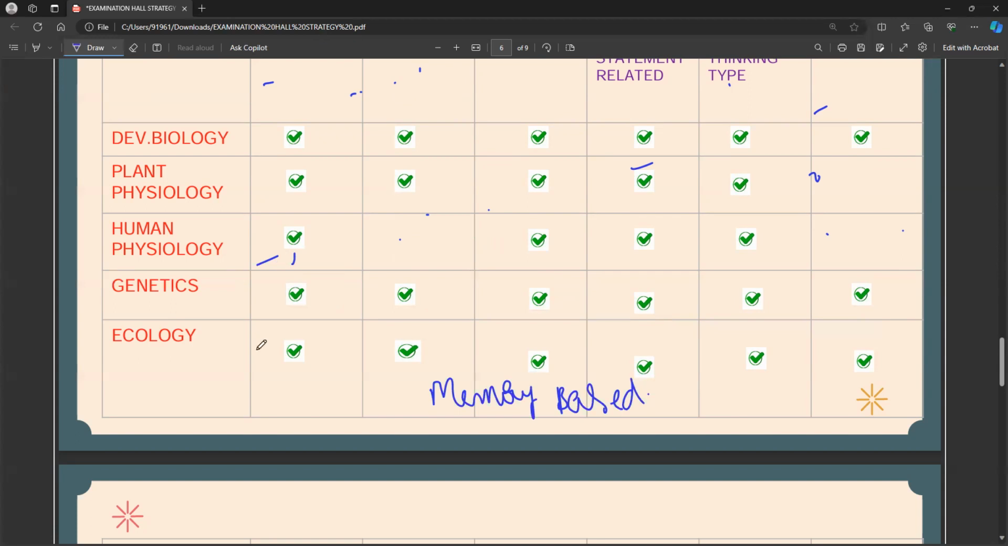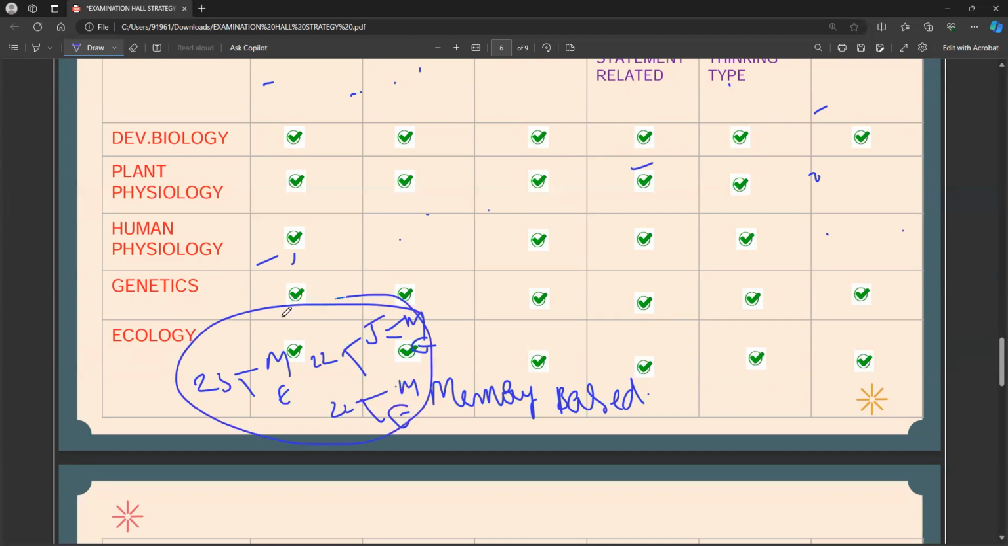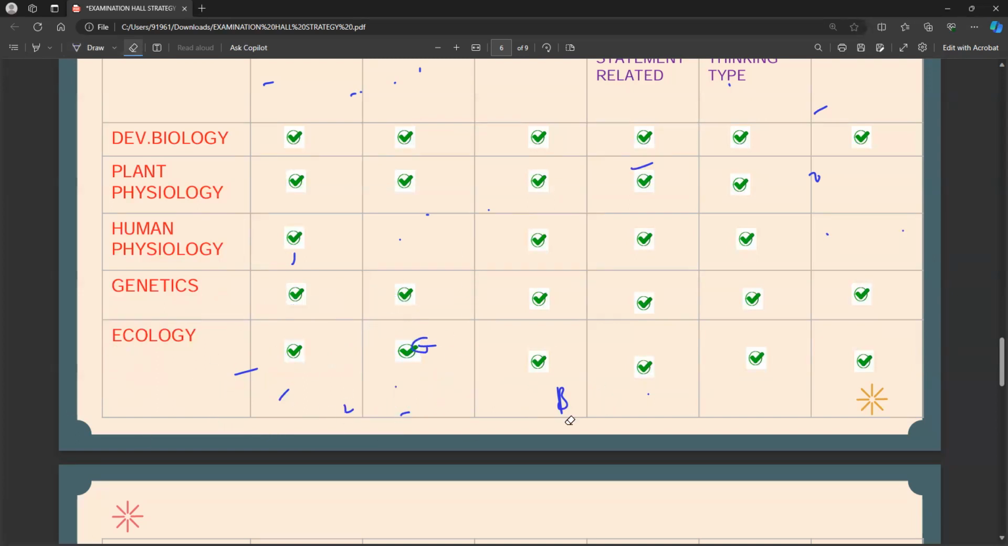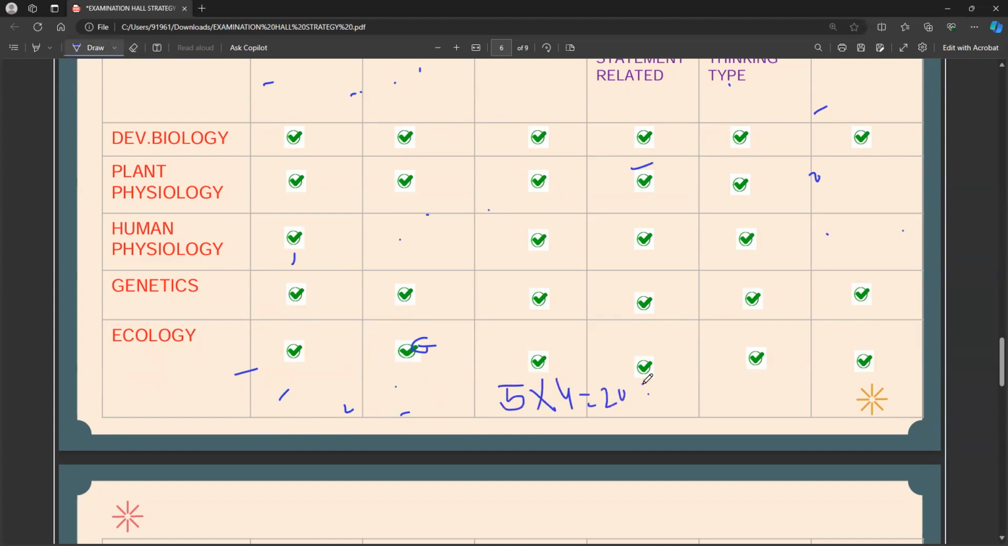Now, let's consider the 2023 morning shift and evening shift, the 2022 June morning and evening shifts, and the 2022 December morning and evening shifts. So how many papers have I taken? Six papers. In all six papers, ecology is the chapter with the highest weightage. On average, five 4-mark questions and four 2-mark questions will come for sure. Imagine, one single paper gives 28 marks.